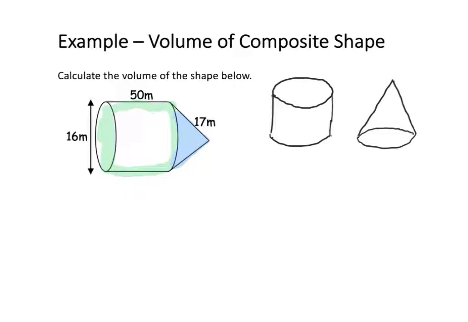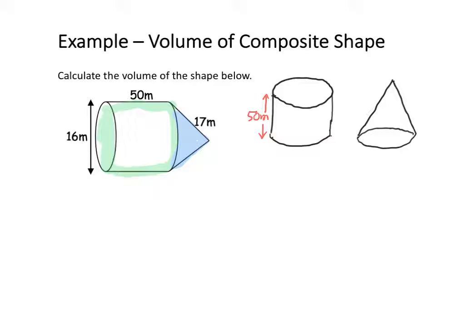So to help me with my calculations, I've gone ahead and sketched a cylinder and a cone individually. And now I'm going to go through and mark in the relevant measurements. Looking at my diagram, I know the height of my cylinder is going to be 50 meters. So I'm going to mark that in there, 50 meters. And I need to know the radius.